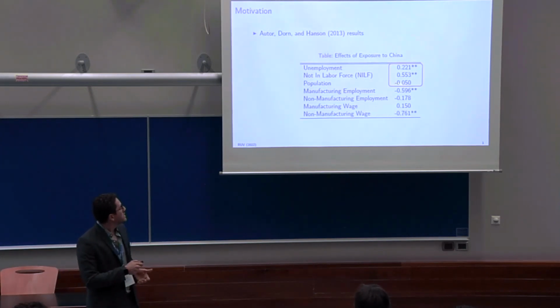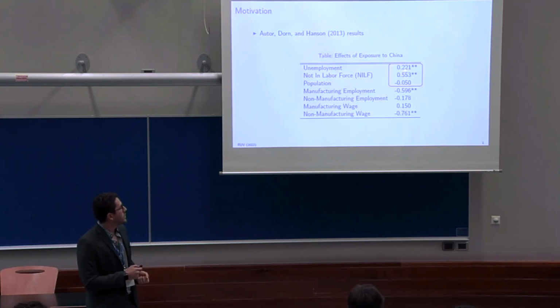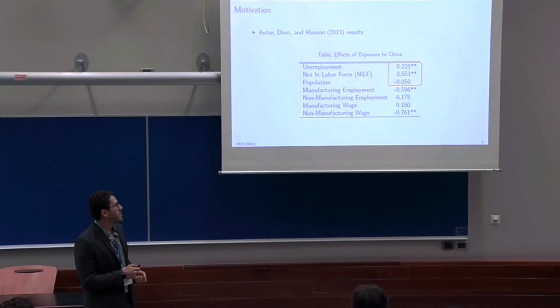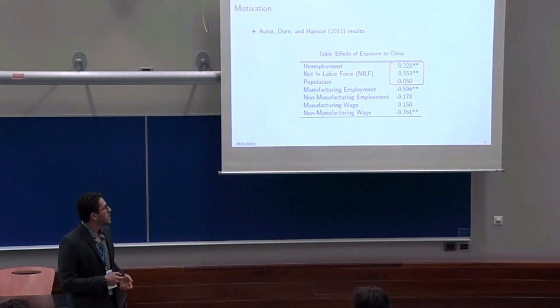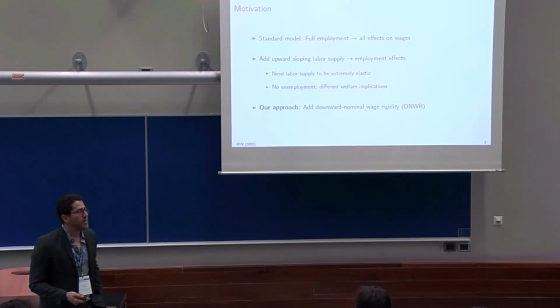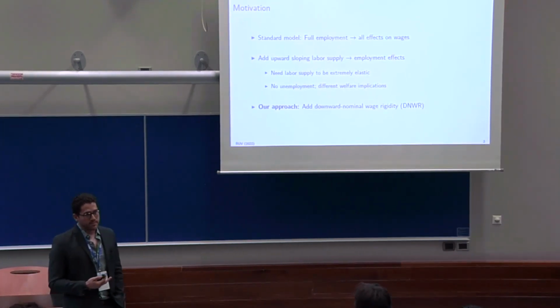In the red rectangle, you can see that a $1,000 higher per worker exposure in a given commuting zone is associated with a 22 basis points higher unemployment to population ratio, a 55 basis points higher not in the labor force to population ratio, and a 5 basis points fall in population, with the first 2 effects being highly significant. And of course, by now there are a ton of papers looking at this, using empirical methods, quantitative trade models, and other methods. But we still think that we can contribute to better understanding these effects.